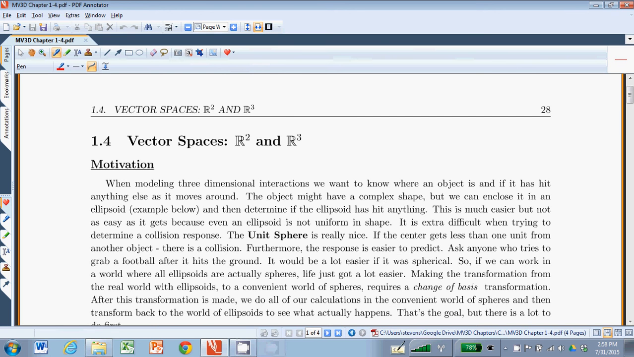Hello and welcome to Chapter 1.4 from Stevens' Matrices, Vectors, and 3D Math. In this chapter we're going to talk about vector spaces, and specifically the vector spaces R2 and R3. R2 is just 2D and R3 is just 3D.